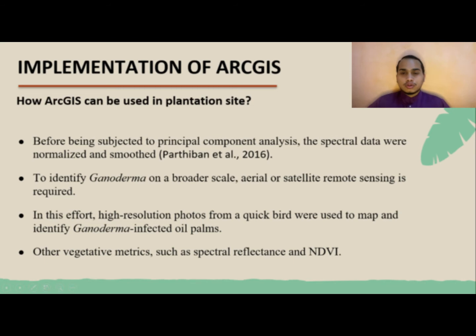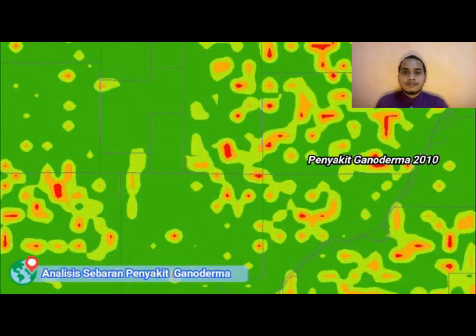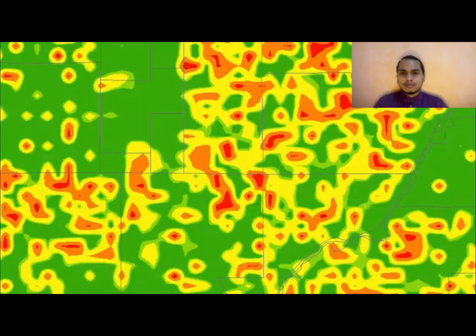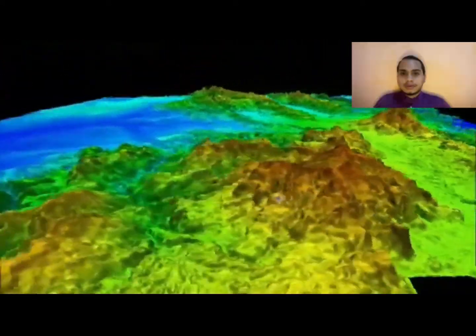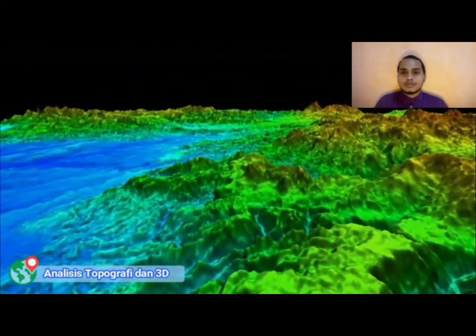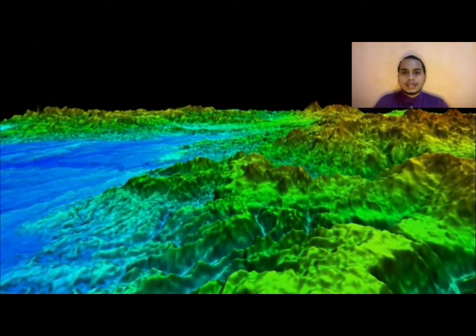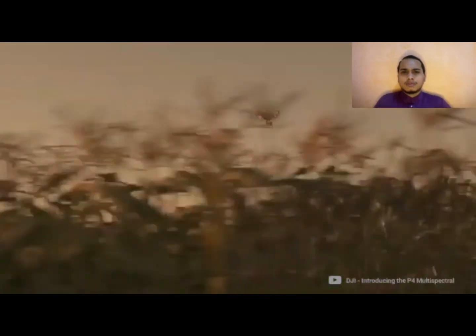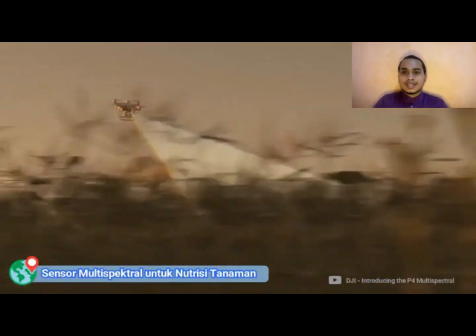To identify Ganoderma on a broader scale, satellite remote sensing is required. High resolution photos from QuickBird were used to map and identify Ganoderma infected oil palms. Spectral reflectance, NDVI, and other vegetation indices were used to distinguish between healthy and infected palms. The vital signs of palms, such as chlorophyll level, branching, and so on, can be highlighted using vegetation indices like NDVI. The symptom of Ganoderma illness is a decreased vital sign.